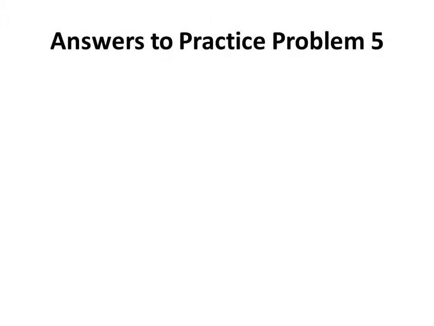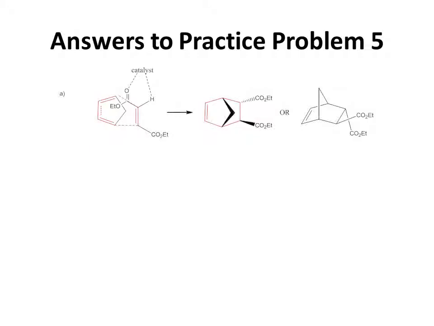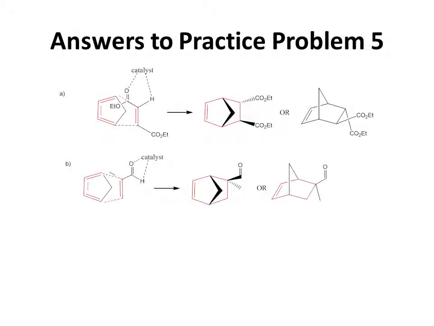Answers to practice problem 5. In part A, the alpha-beta unsaturated ester binds to the catalyst, and the diene only reacts at the top face to produce the endo product. In part B, the alpha-beta unsaturated aldehyde also binds to the catalyst, but this time the exo product is generated.